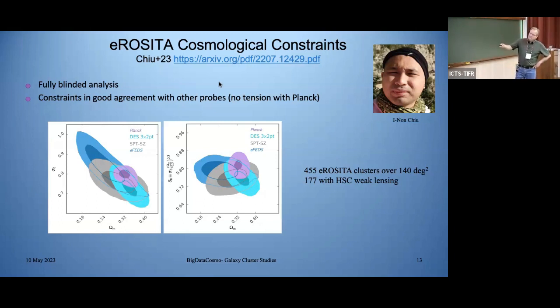And you can see that in both the space of sigma 8 omega matter and S8 omega matter, the EFEDS analysis with 455 clusters and 177 weak lensing observations of those clusters provide cosmological constraints that are in good agreement with these other probes, including the primary CMB. There's no evidence of tension. And the constraints are a little bit weaker, but not dramatically weaker. They're competitive with other constraints. So we're happy about that.